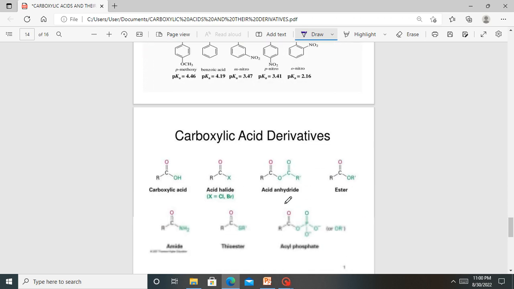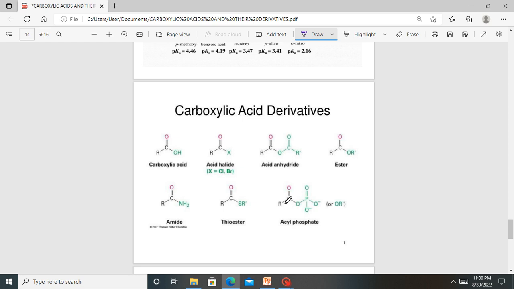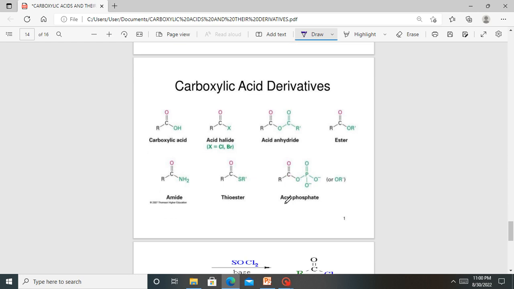So let's look at carboxylic acid derivatives, then end the lecture for today. In the next video, we're going to look at the mechanism on how these derivatives are synthesized. Let's look at this carefully. Carboxylic acid derivatives, as the name implies, derivatives. So derivatives means that they are derived from carboxylic acids. So every compound that can be derived from carboxylic acid is called a carboxylic acid derivative.